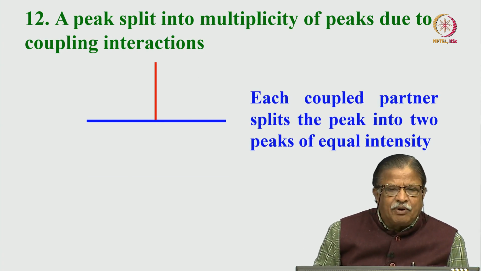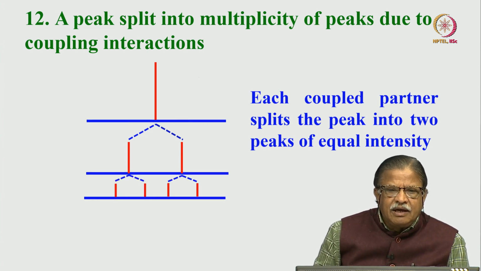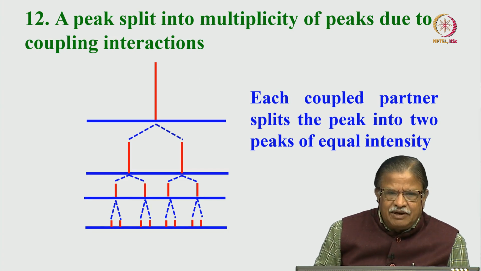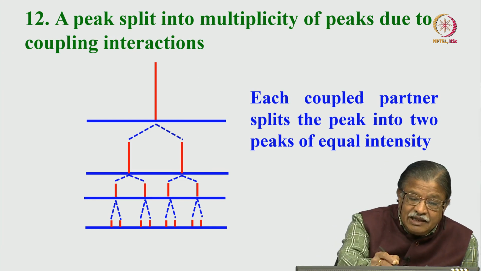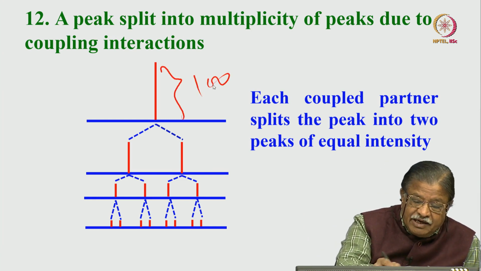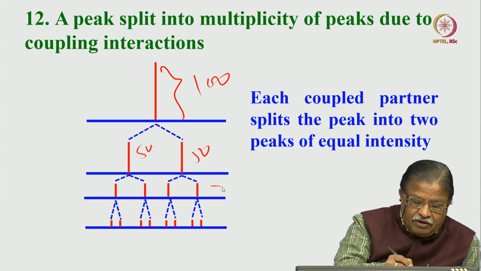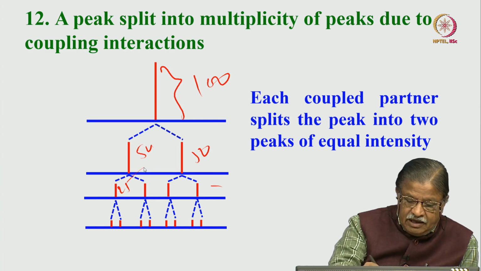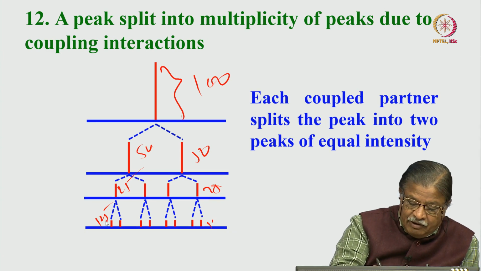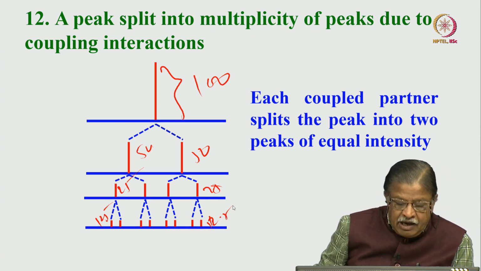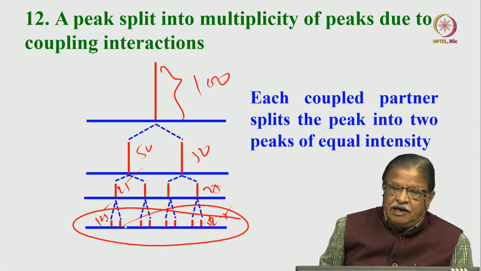If it is coupled to another proton, it can become a doublet. If it is coupled to another proton, a doublet of doublets. Coupled to another one, it will become a doublet of a 4 line pattern. But remember, let us say the intensity is 100. When it divides into 2, it will become 50-50. When it divides further into 4, it will become 25-25. When it divides further, it is 12.5, 12.5, like that it goes. You add up all these intensities, 12.5 times 8, it will become 100.